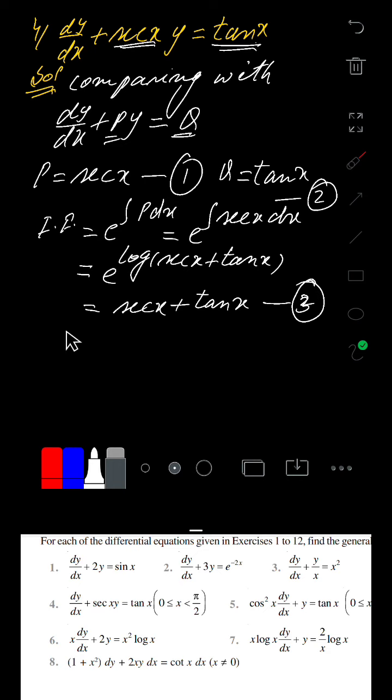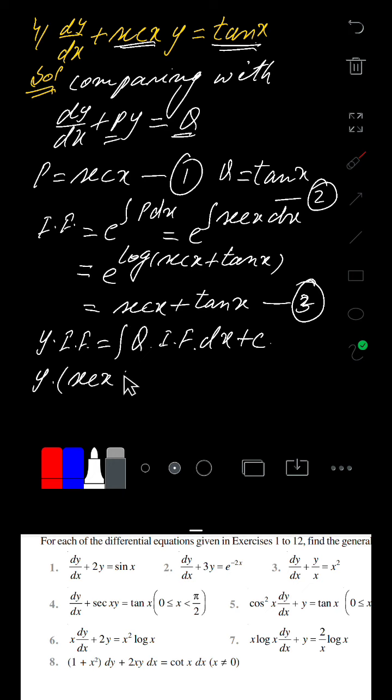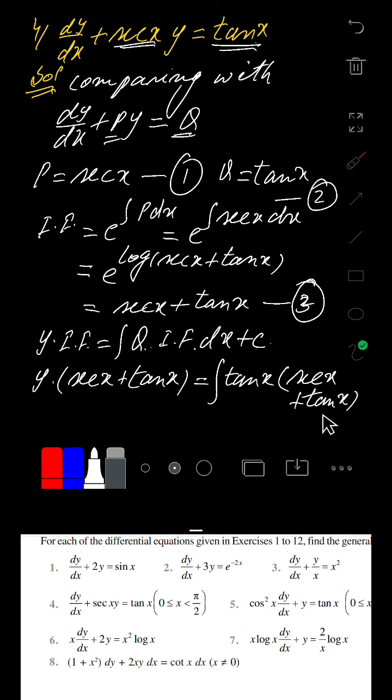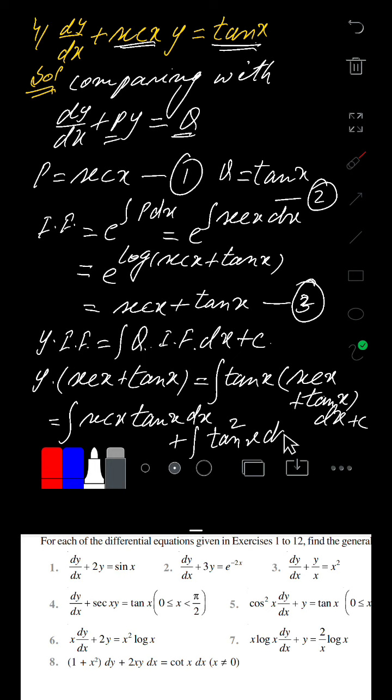Now, since the given differential equation is a linear differential equation, its solution will be of the form y into integrating factor is equal to integral Q into integrating factor dx plus c. Y into integrating factor, we have found sec x plus tan x. So y into sec x plus tan x is equal to integral of Q, which is tan x from equation number 2. So tan x in the bracket sec x plus tan x dx plus c. If we multiply both the terms inside the bracket with tan x, we have integral sec x tan x dx, which is directly integrable, plus integral tan x into tan x becomes tan squared x dx plus c.